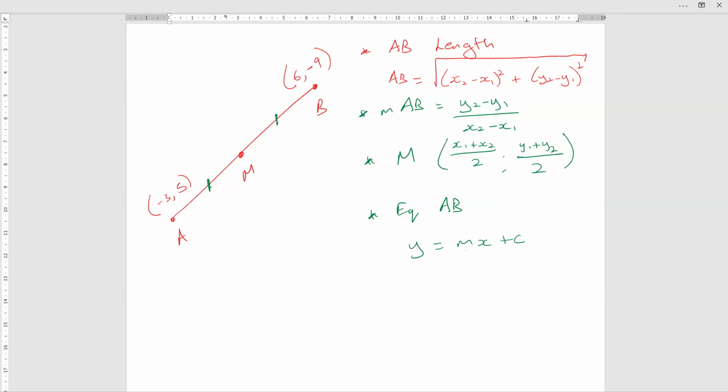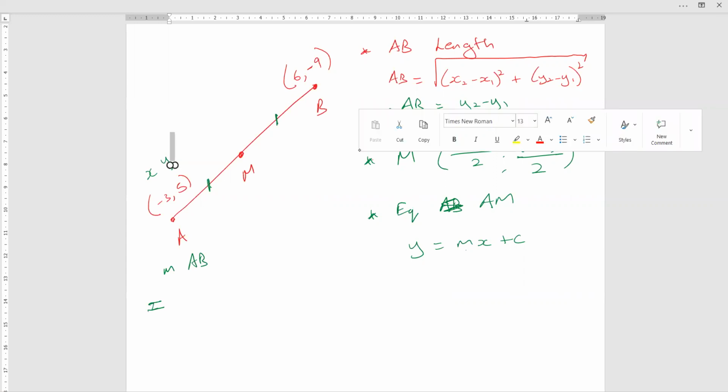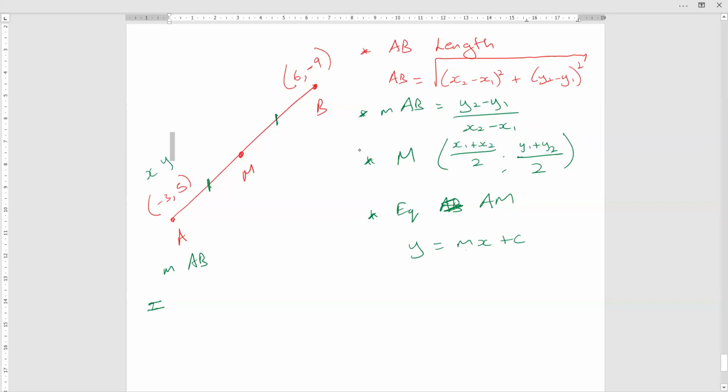So we first need the m, which is your gradient. Very quickly, to make it more interesting, let's find the equation of AM. Now, I don't have M, but remember, AM and AB are the same line. So if I find the gradient of AB, which I want to do now because I need to use it in the equation, I like to put my X and put my Y so I don't make a mistake. There goes my pen misbehaving now.